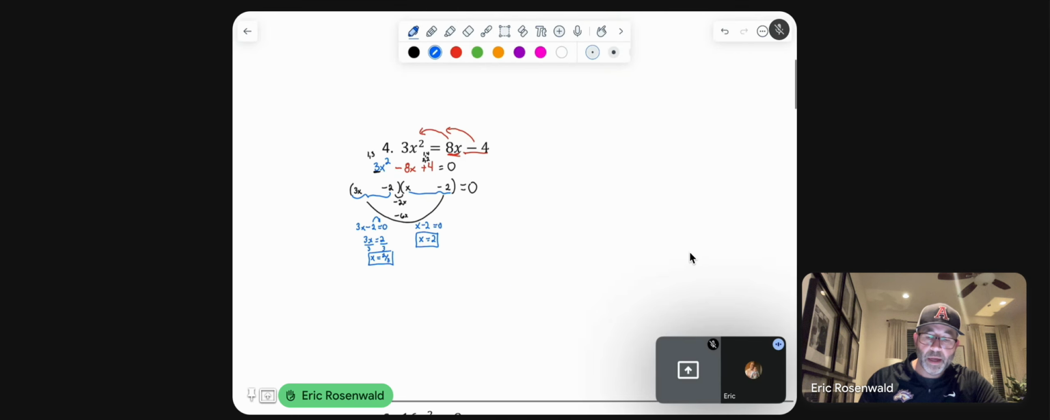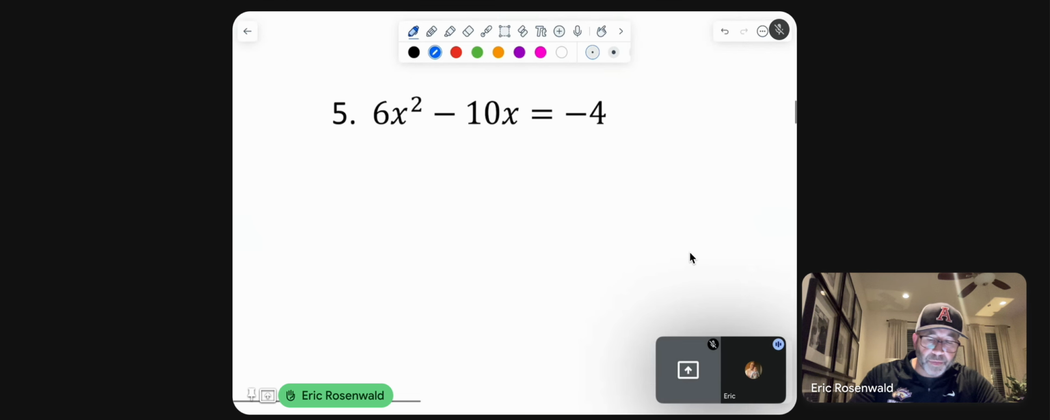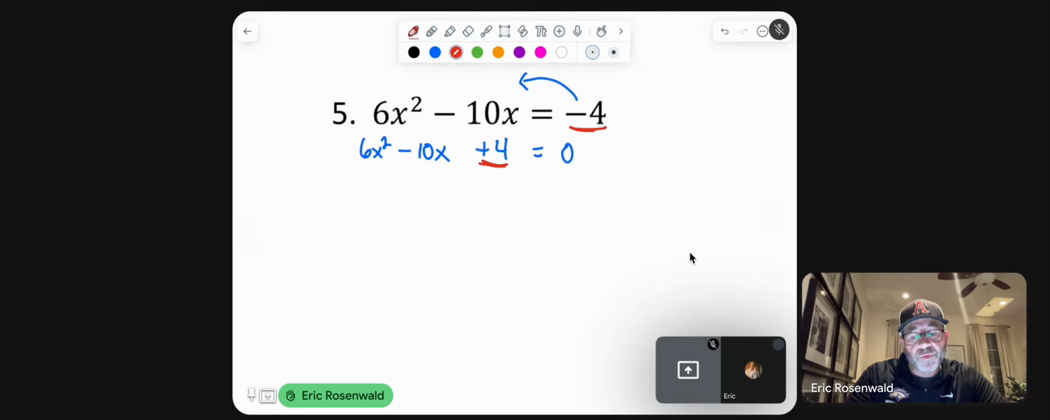Okay. All right, number 5. Again, we want everything to be equal to 0. So I'm going to go ahead and move that negative 4 over. So we're going to have a 6x squared minus a 10x. And then because I moved that 4, it turns into a positive 4. It was a negative, now it's a positive when we move it. Look for a GCF. 6, 10, and 4 are all even numbers. So we know at the very least they all have a 2 in common.